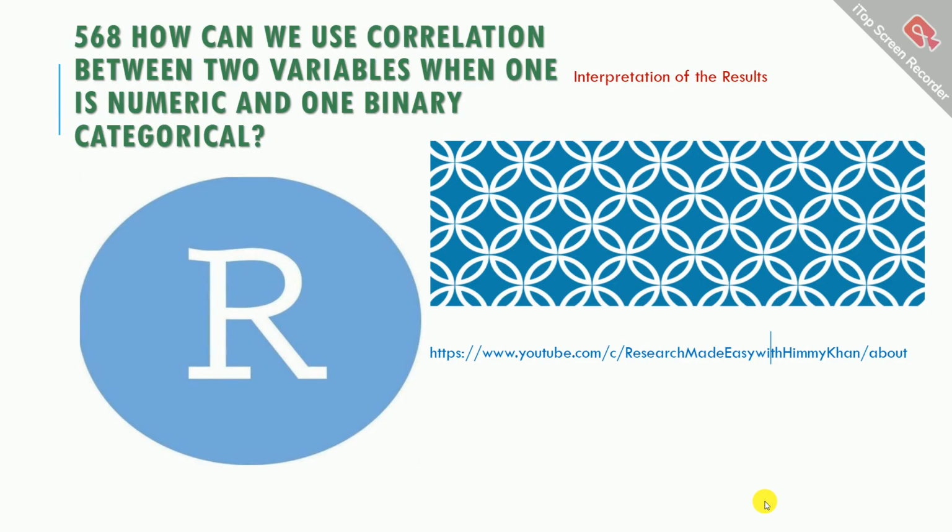In this video I'm going to show whether we can use a correlation coefficient to measure the relationship between two variables when one variable is quantitative and the other variable is categorical. Before this we used the correlation coefficient to explain the relationship between two continuous variables, and that was straightforward.